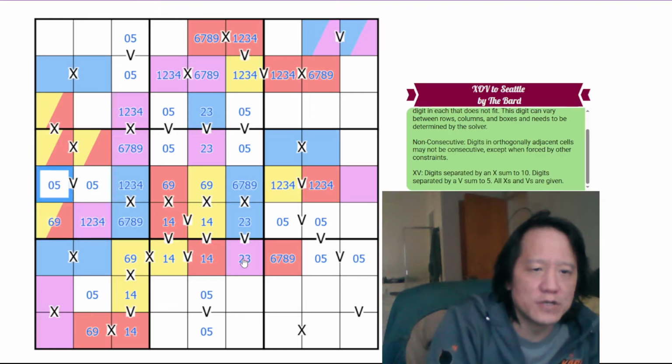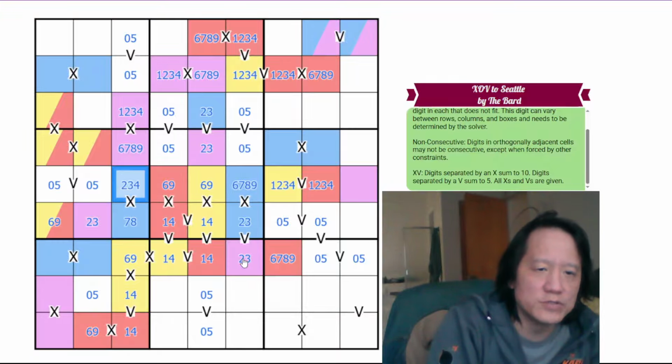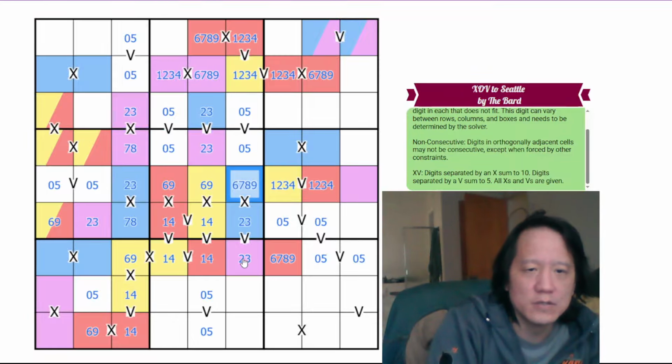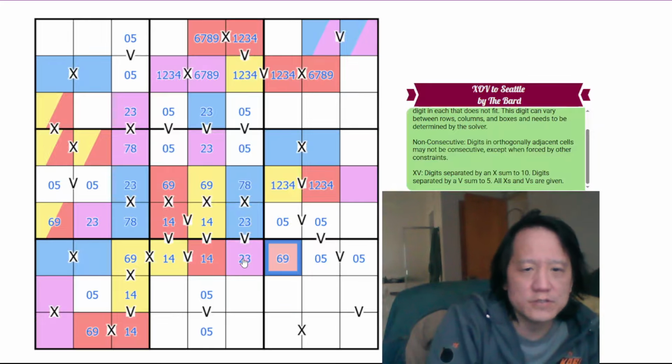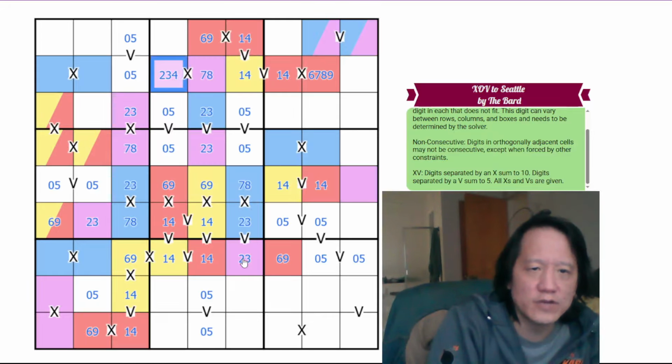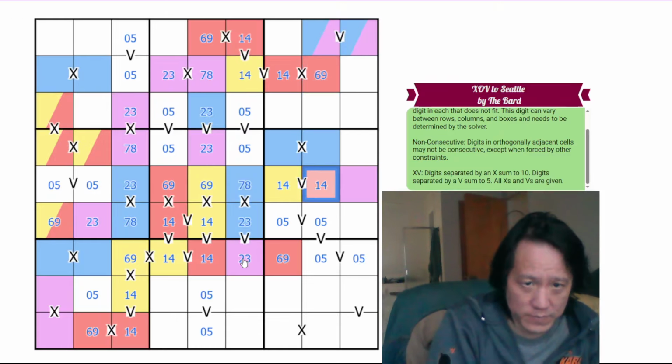So this is 6 or 9. This is 2 or 3. The blue is 2, 3 with 7 or 8. So is the pink. So this is 6, 9. 1, 4, 1, 4, 1, 4. 6, 9. 7, 8. 2, 3. 6, 9.